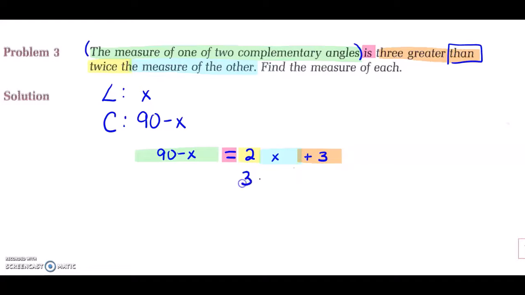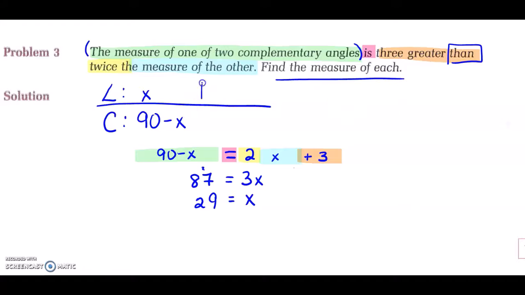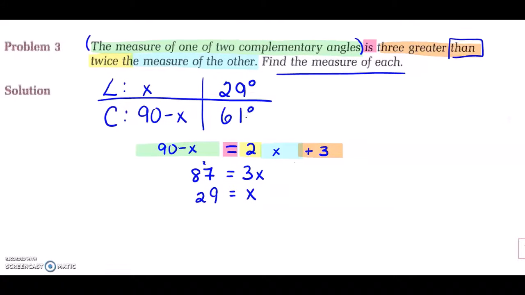So if I add the x to both sides and subtract 3, then when I divide by 3, 8 plus 7 is 15, which is divisible by 3, so is 87. 3 goes into 8 twice with 2 left over. 3 goes into 27 9 times. So then to finish this up, find the measure of each angle. That's 29 degrees. And then this one would be 61 degrees.